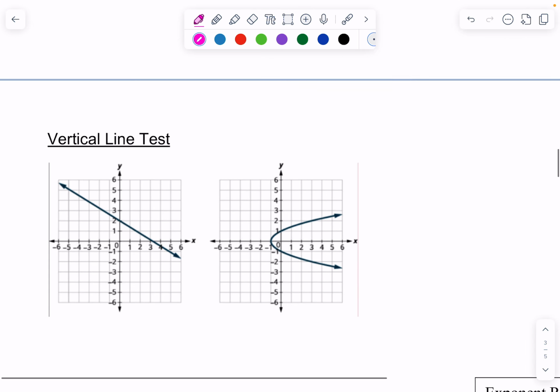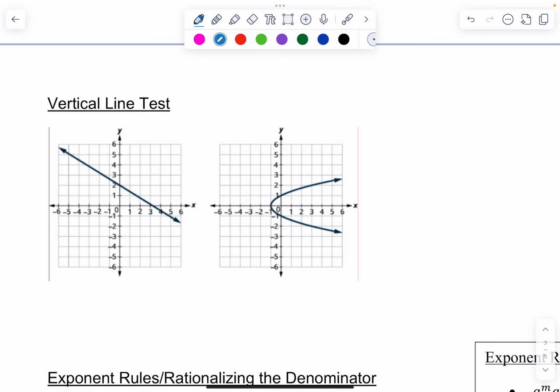All right. Let's talk about the vertical line test. We use the vertical line test to determine is it a function? Remember, what a function is: for every input, I can have at most one output. I could have none, but I have to have at most one. So the vertical line test tells me that if there's any point at all on the curve where I draw a vertical line and it crosses that curve more than once, then it's not a function.